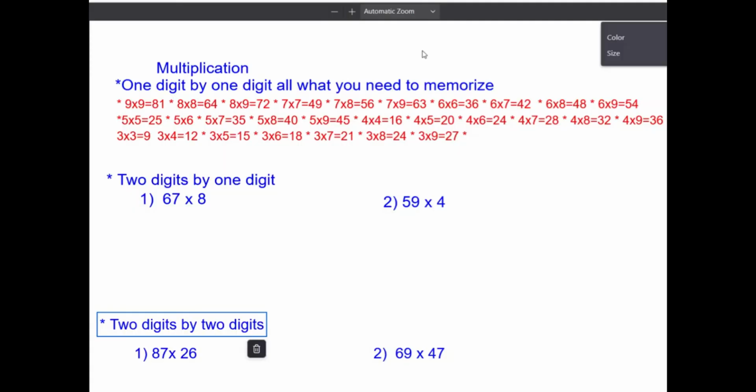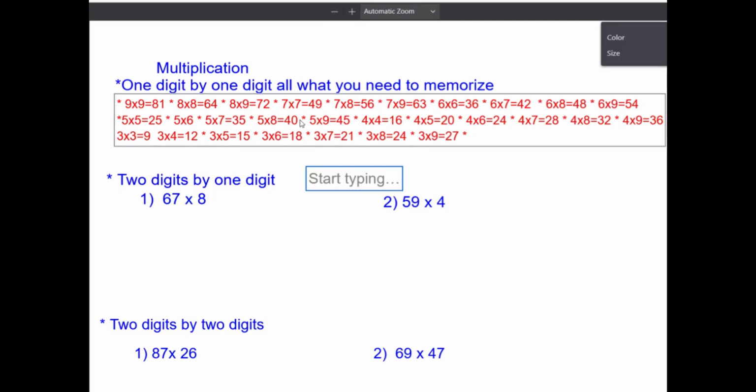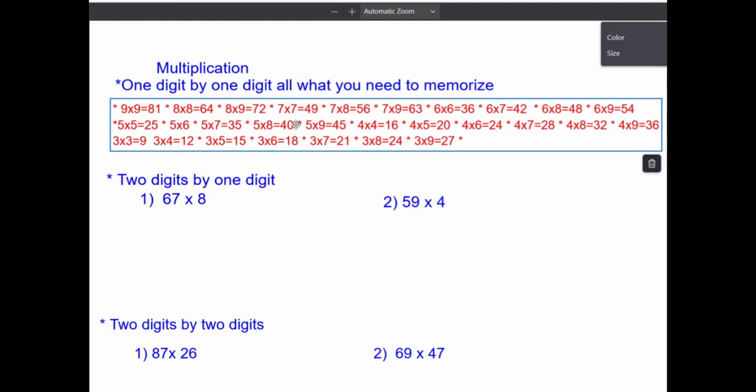Okay, so here we're going to talk about multiplication. I know multiplication is a hard task for most students, but what I want you to know is that the main idea comes from the multiplication tables, because students find it difficult to memorize them. So for one digit by one digit, all you need to memorize is the multiplication tables.